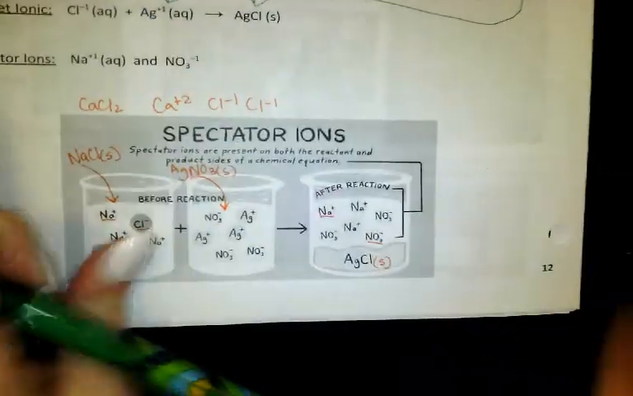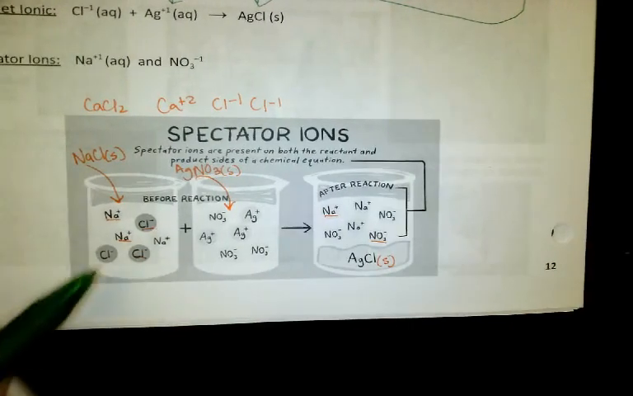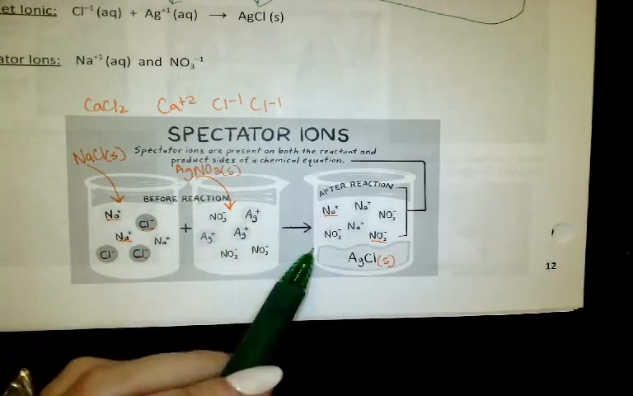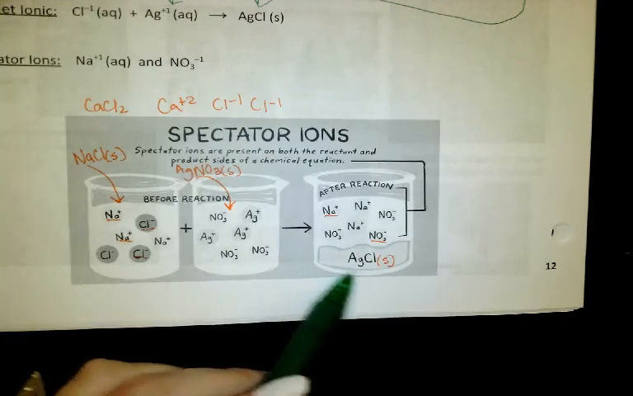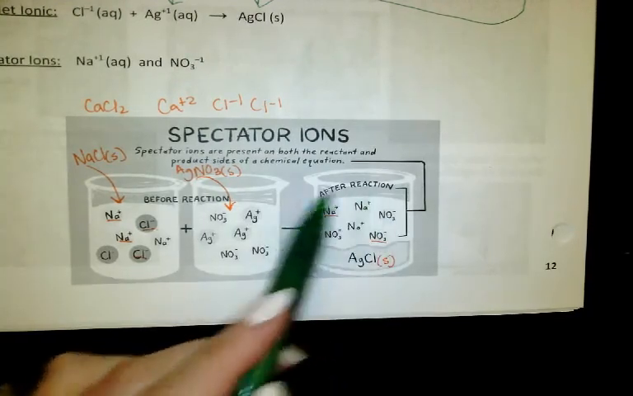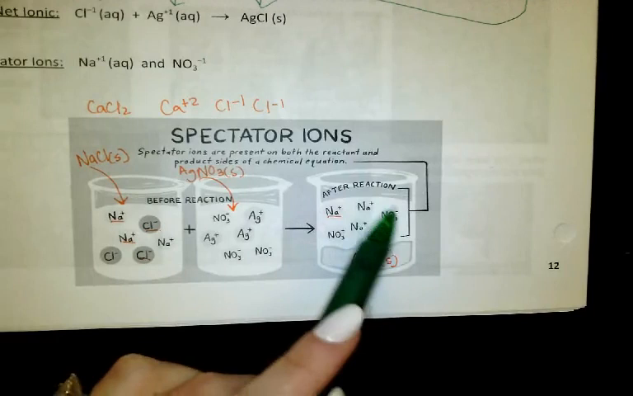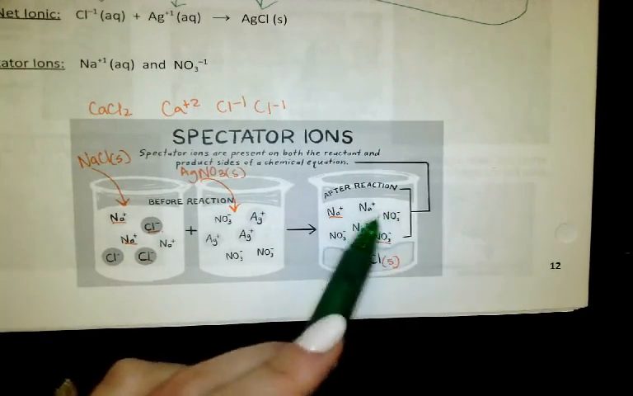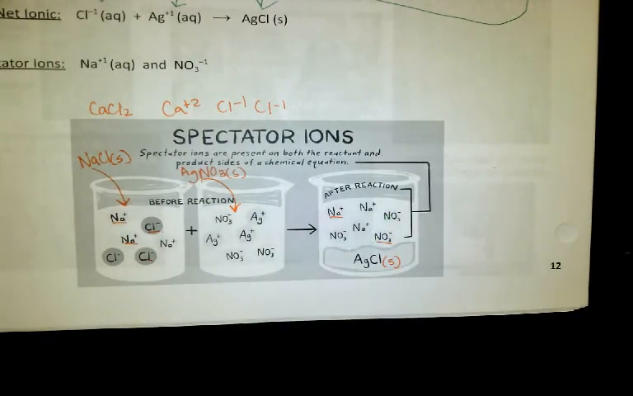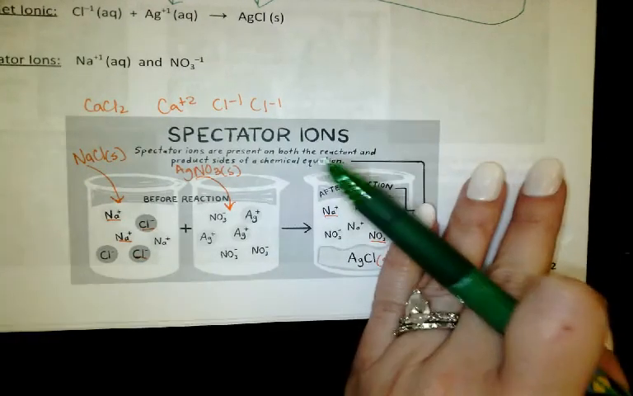Before the reaction, they're separated out. We mix them together, the silver and chlorine come together. Those ions are not floating around. What's floating around is the sodium and the nitrate. They're just chilling. Those are the spectator ions. Okay? So let's look at some examples.